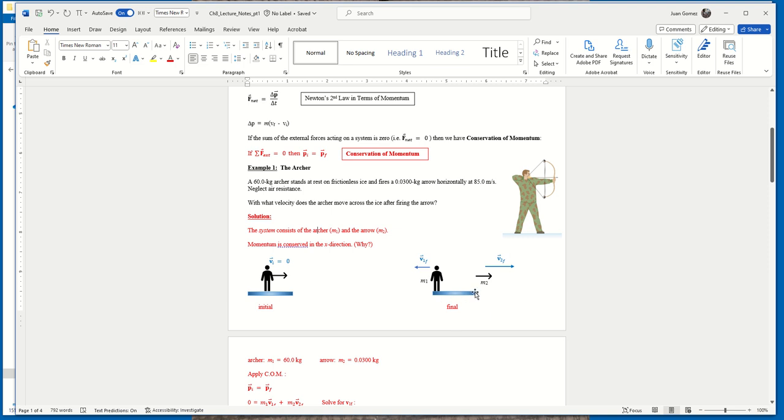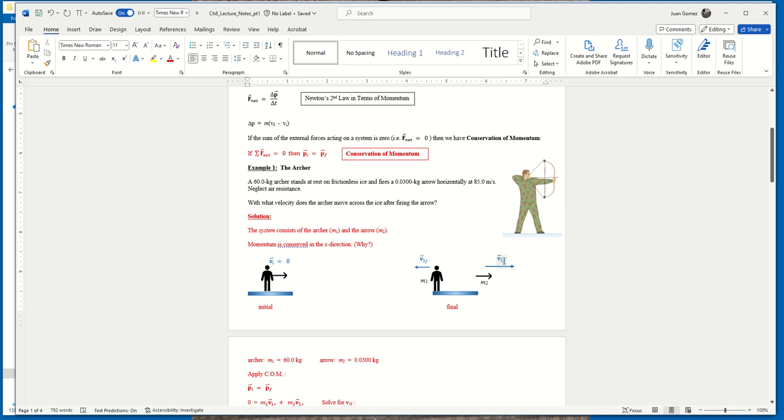Now let's look at the final, in other words, after he fires the arrow. The archer is M1. He's going to move, and again by conservation of momentum, if the arrow, which is M2, moves in the positive axis, the archer is going to slide in the negative axis. So the archer's M1, the arrow's M2. V1F, that's the final velocity of M1. The subscripts can get a little cumbersome and take some getting used to, but we just have M1 is the archer, M2 is the arrow. V1F is the final speed of M1.